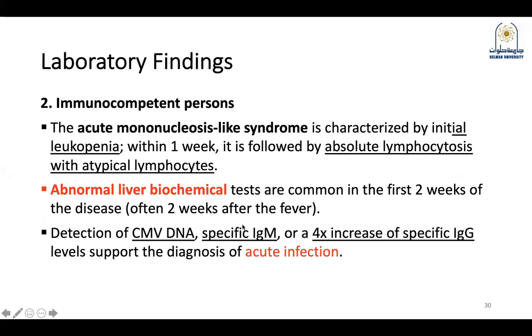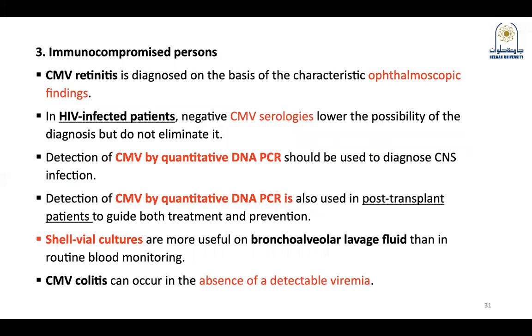So any patients with abnormal liver functions should be screened against the cytomegalovirus or Epstein-Barr virus, as we mentioned. The detection of cytomegalovirus DNA with PCR or IgM is diagnostic, but also a fourfold rising titer of the IgG compared to the baseline could support the diagnosis of acute cytomegalovirus infection.